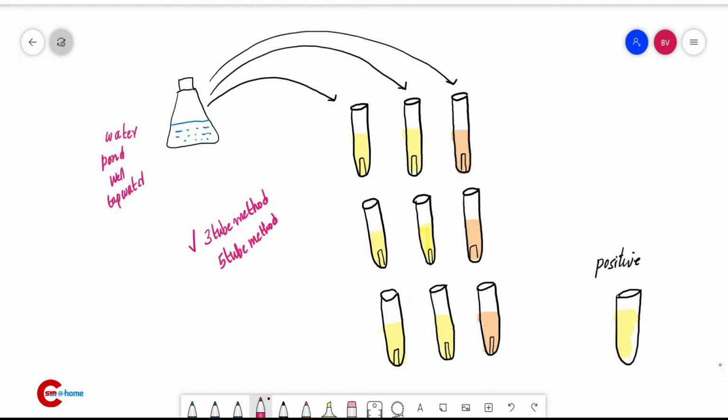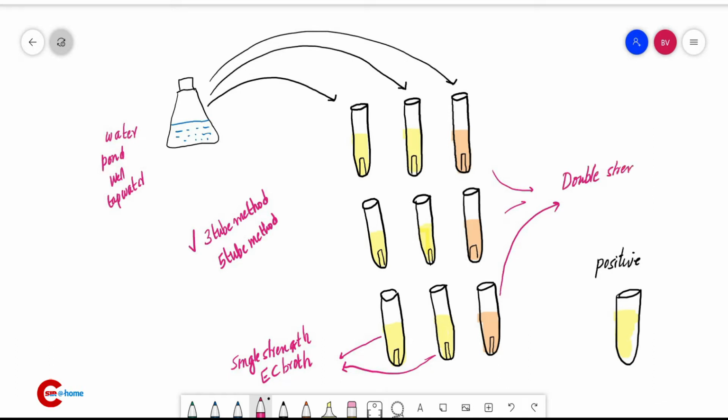Here you can see the color light yellow. That means single strength. Two sets of single strength EC broth. These two sets are single strength EC broth. These three are double strength.